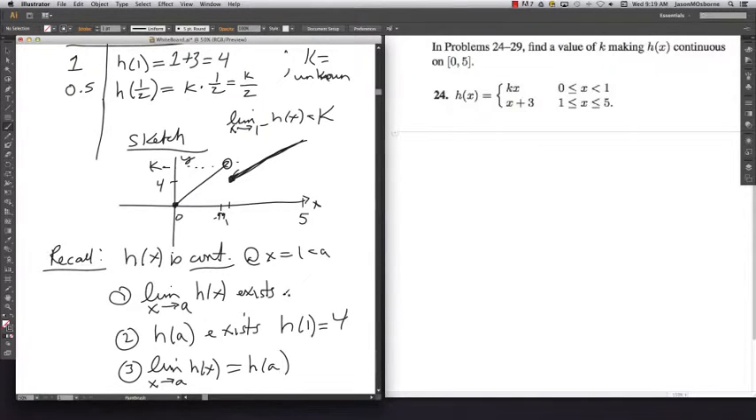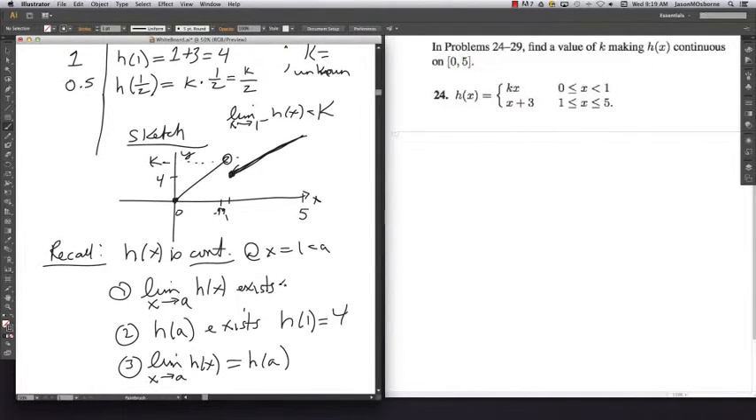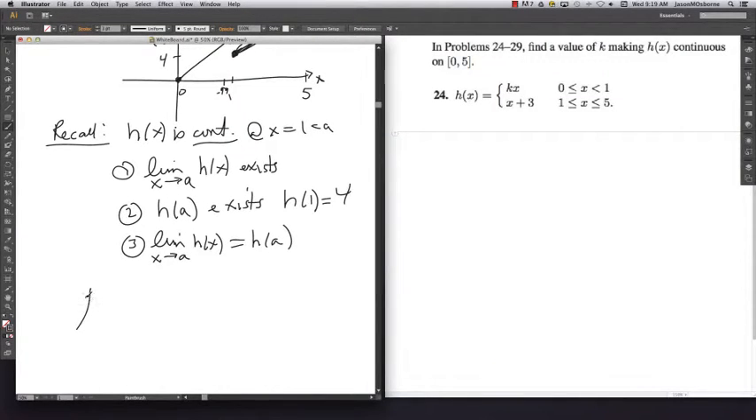And as we currently have it, the limit does not exist, right? Okay. So this limit does not exist because the limit from the left, so we need to figure out a way to make this limit exist. The limit as x goes to a from the left of h of x. In this case, we're looking at the limit as x goes to 1 from the left of h of x. We decided that that was equal to k.